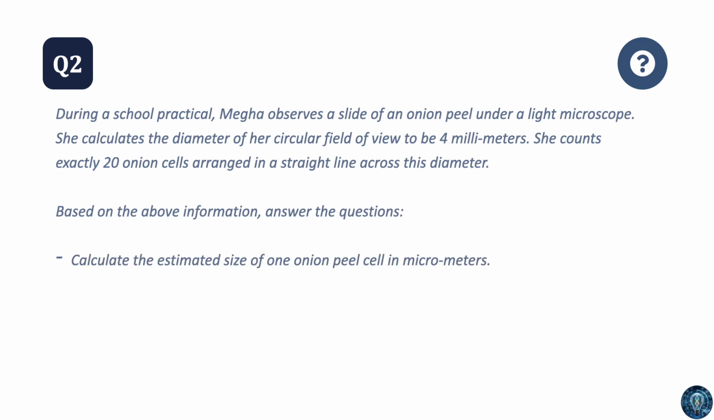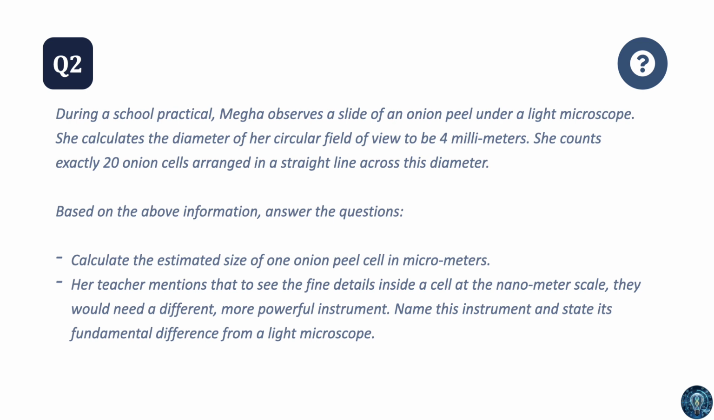First, calculate the estimated size of one onion peel cell in micrometers. Second, her teacher mentions that to see the fine details inside a cell at the nanometer scale, they would need a different, more powerful instrument. Name this instrument and state its fundamental difference from a light microscope.